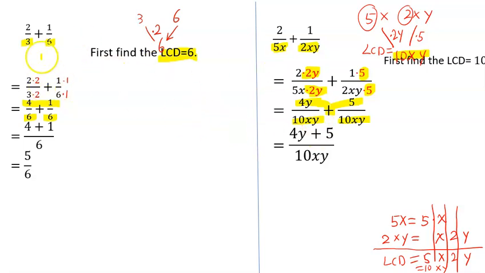And notice when we compare these two problems, even though we have variables in the second problem, the steps are exactly the same. We find the LCD, we multiply what we need to turn both denominators into the same denominator. And then we keep the denominator, whether it's 6 or 10xy, and we only add the numerators. All right, now let's look at a division problem.